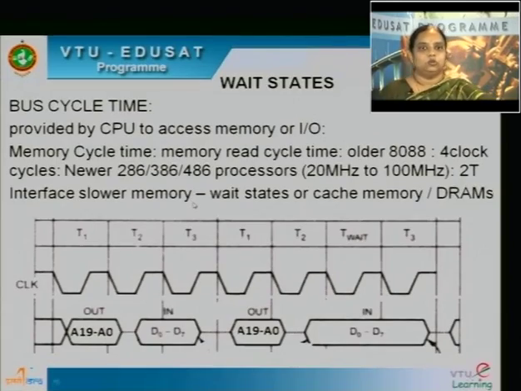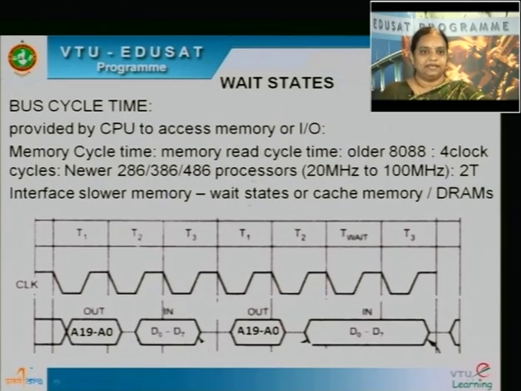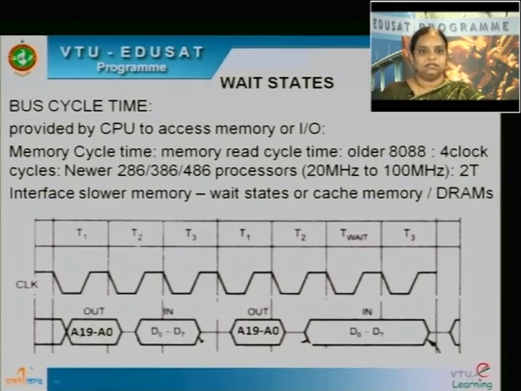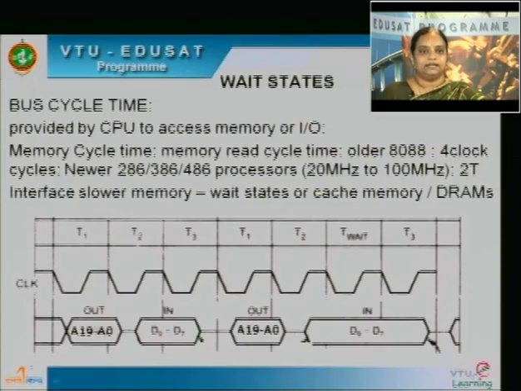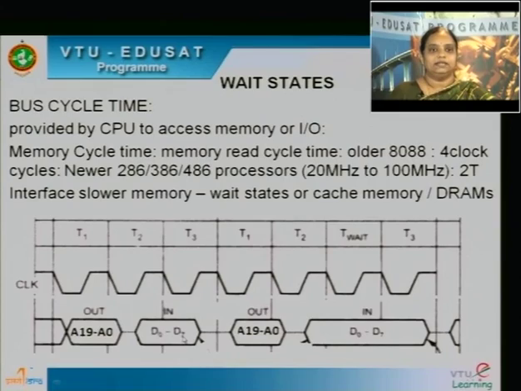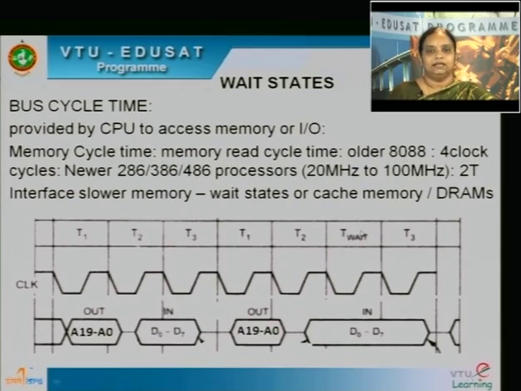What happens if the memory is slower? Then we have to insert wait states. So what do we mean by wait states? Let us say in the T1 cycle the CPU puts out the address and it is waiting for data from the memory. If the memory is ready, it will immediately put the data on the data bus. So here there are no wait states. But if the memory is slow, and the data is not available on the data bus, the CPU has to wait one more clock cycle, and this clock cycle is known as a wait state.